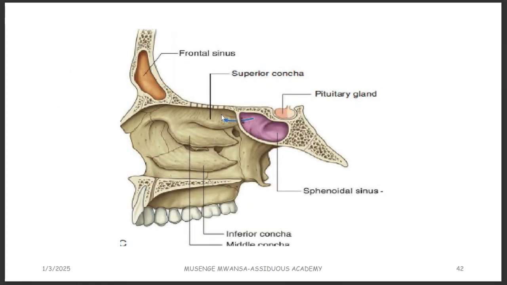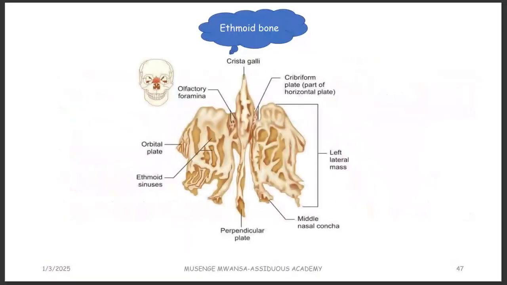You can see this. This is the superior concha. This is the middle concha. They are part of the ethmoid. Can you see these tiny openings which you can see on top of this bone? This is what we call the cribriform plate. It has got these openings in the cribriform plate where cranial nerve number one will be able to pass, the nerve that enables us to be able to smell. The inferior nasal concha, this one down, is a different bone. And then in the middle, you have got what we call the perpendicular plate of the ethmoid bone.